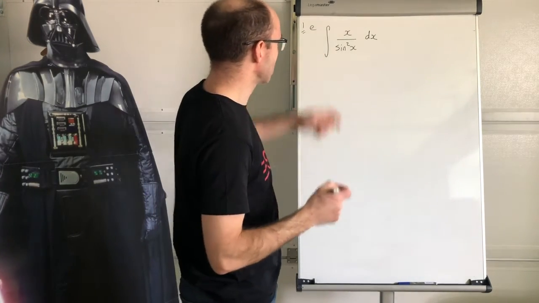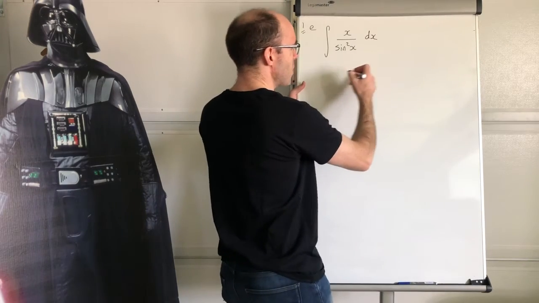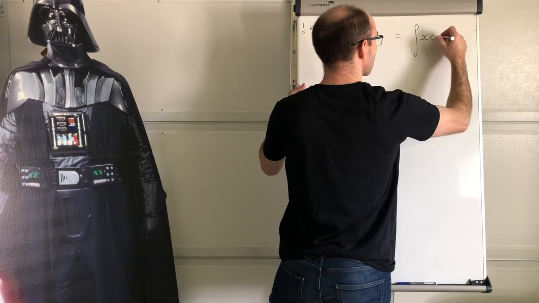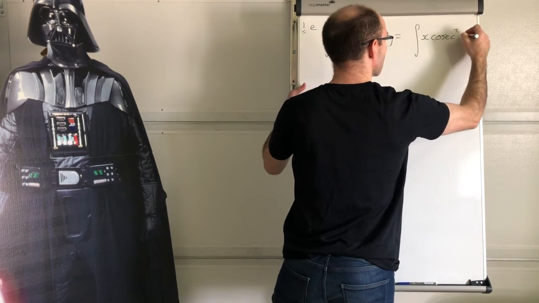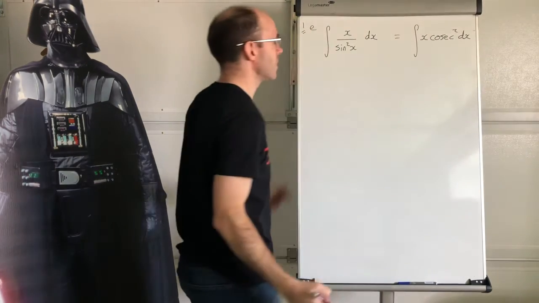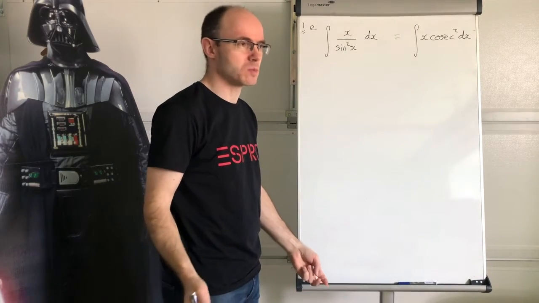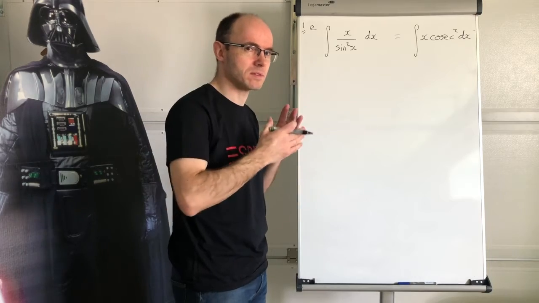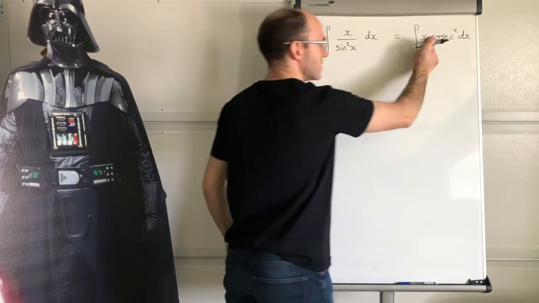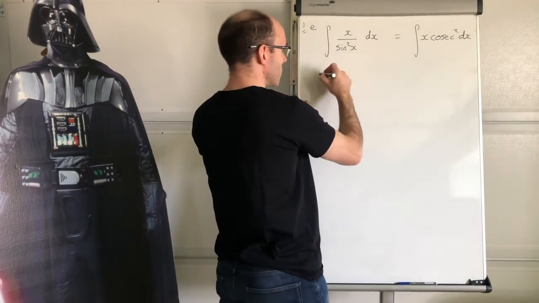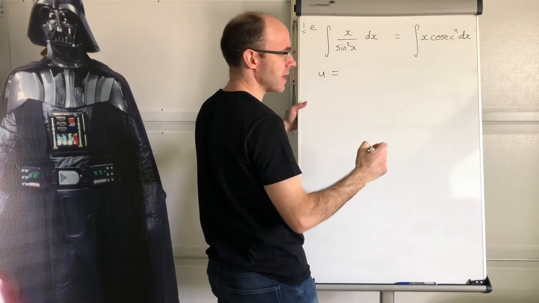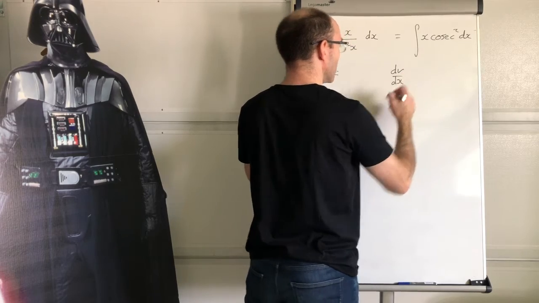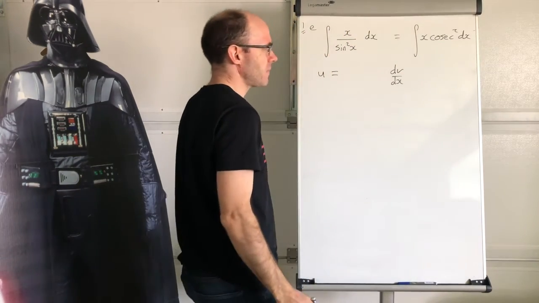Okay, so you've got x over sine squared x. Now I'm hoping this is an obvious statement, but you want to rewrite that, don't you? You want to rewrite it as x cosec squared x, because with the by parts formula, you want to have a product, something times something else. So write it as this times this, and then you decide what you want to have as u and what you want to have as dv dx.